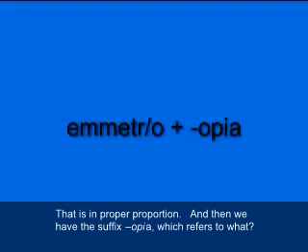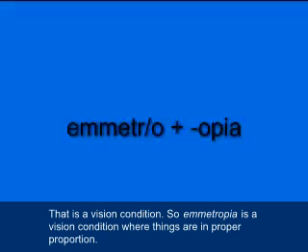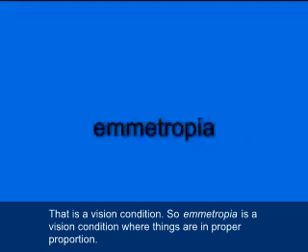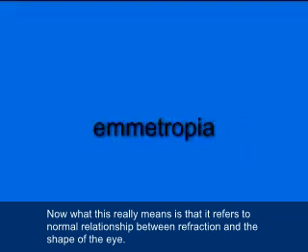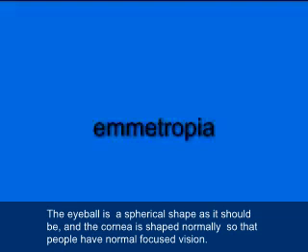Well, that's in proper proportion. And then we have the suffix opia, which refers to what? Well, that's a vision condition. So emmetropia is a vision condition where things are in proper proportion. Now, what this really means is it refers to normal relationship between refraction and the shape of the eye. The eyeball is a spherical shape as it should be. The cornea is shaped normally so that people have normal focused vision.